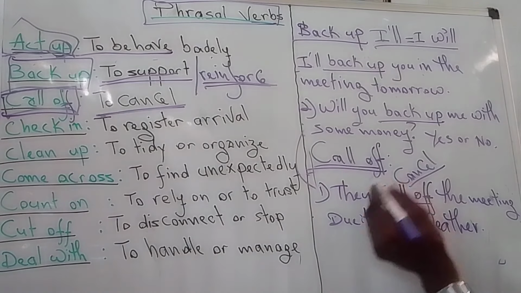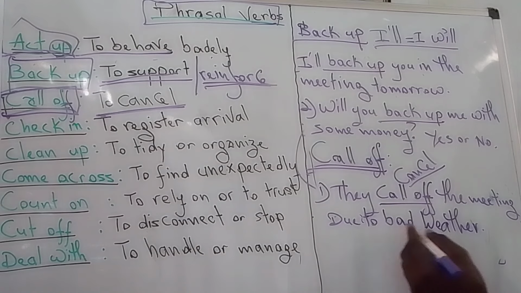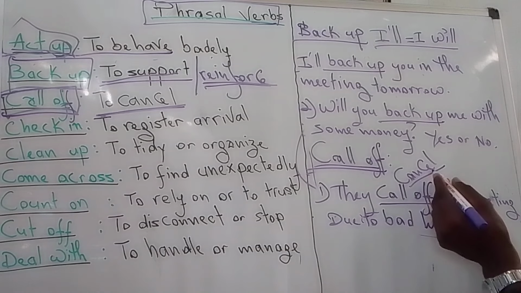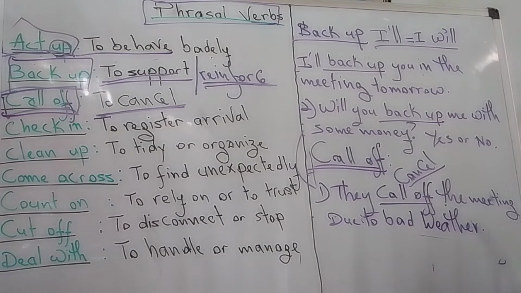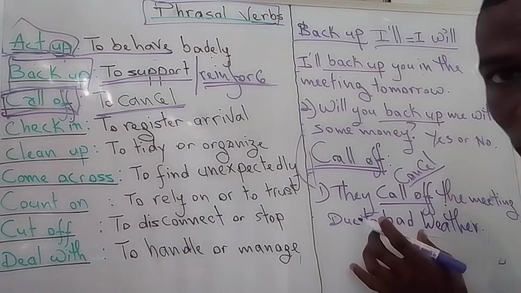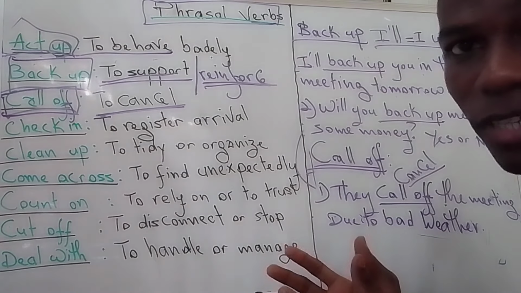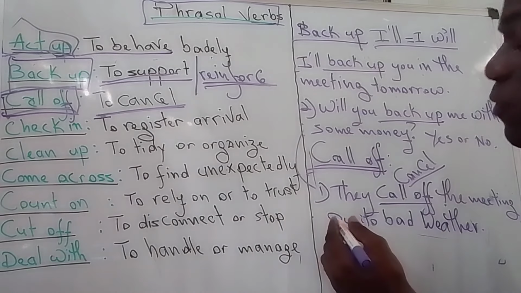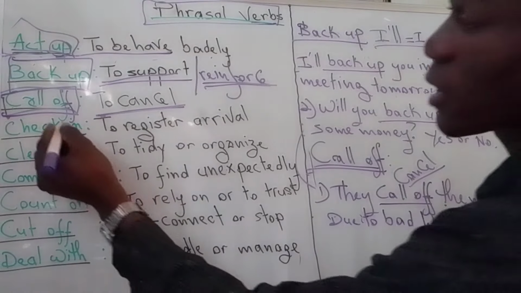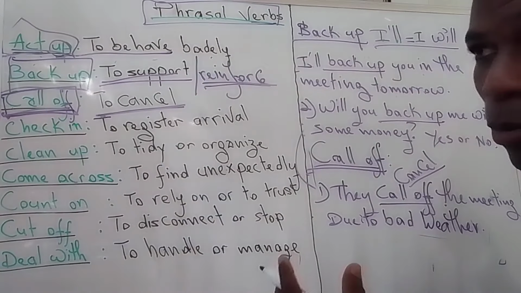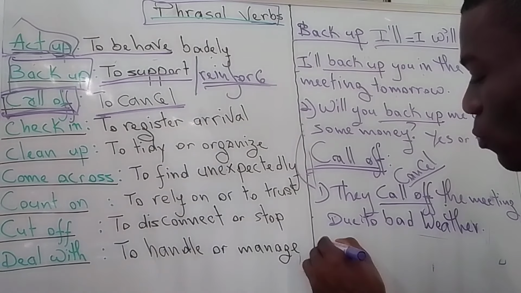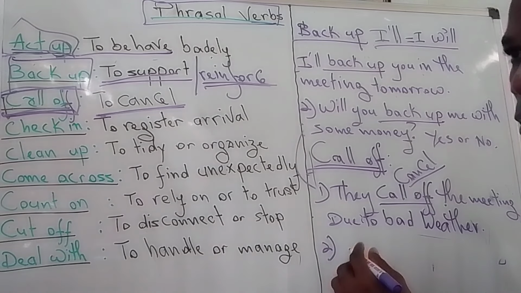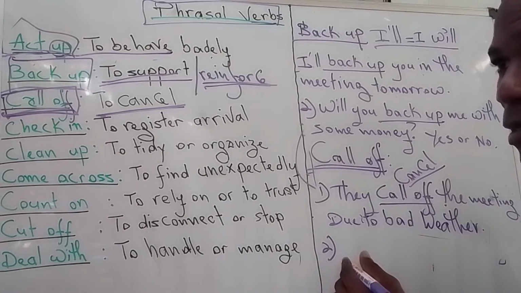And we have call off right here. They call off the meeting due to bad weather. Call off means cancel. They cancel the meeting due to bad weather. So make sure you understand, you get it right, guys. And let's see a second example for call off.